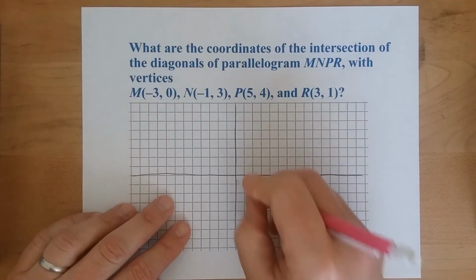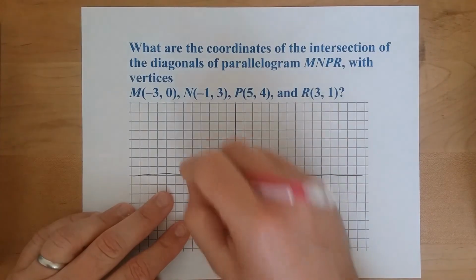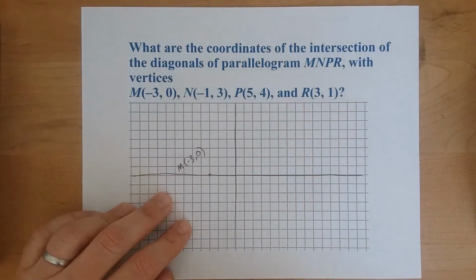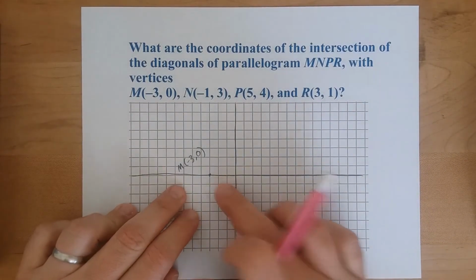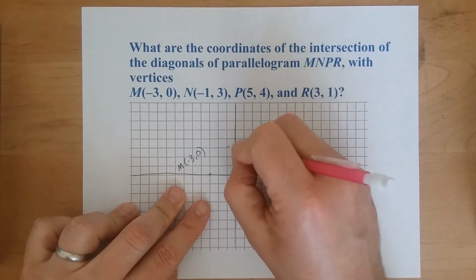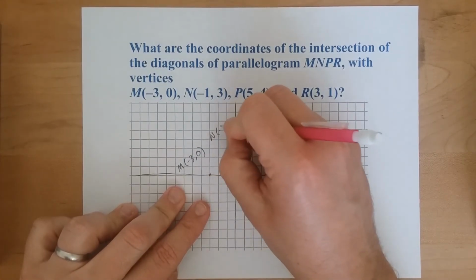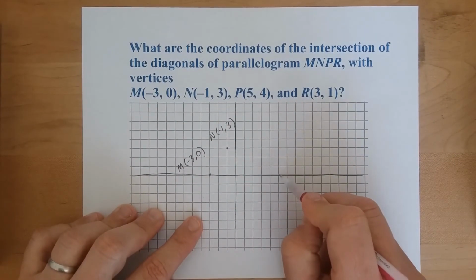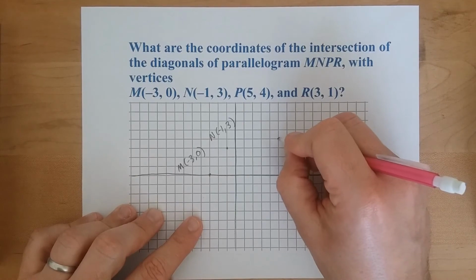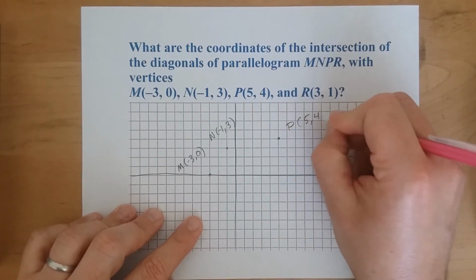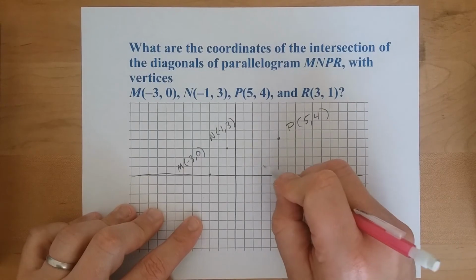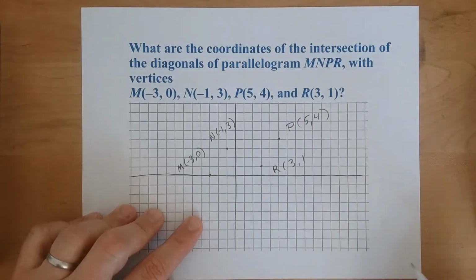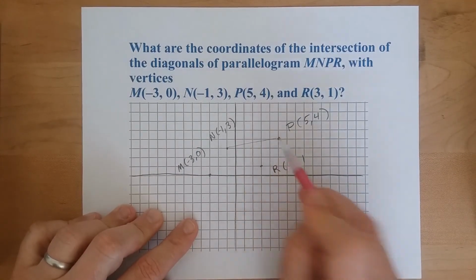M is at -3, 0. Okay, you should be in the habit of labeling your points when you plot them, because those coordinates, we're going to work with them. We're going to use those numbers. And N is at -1, 3. Here's N, -1, 3. P is at 5, 4. Over 5 and up 4. Gets me point P right here. And R is at 3, 1, over 3 and up 1 from the origin. Gives us point R. Okay, and there is our parallelogram.